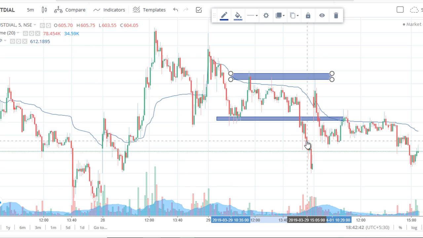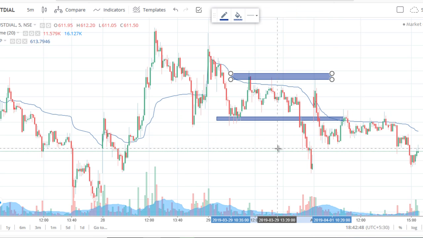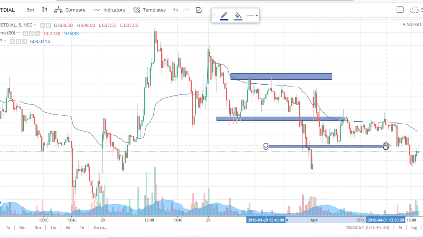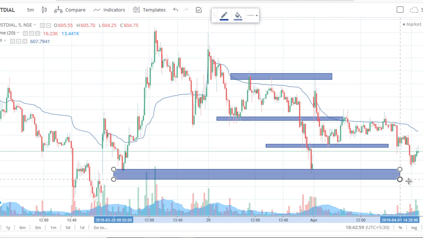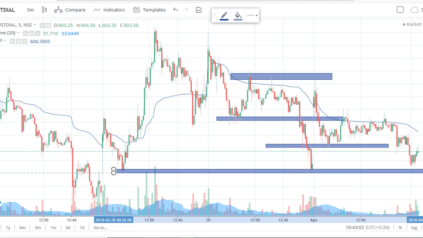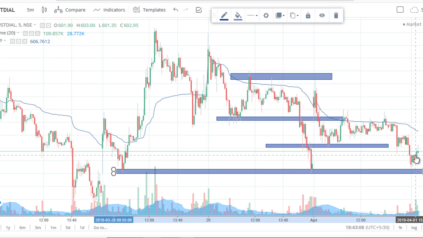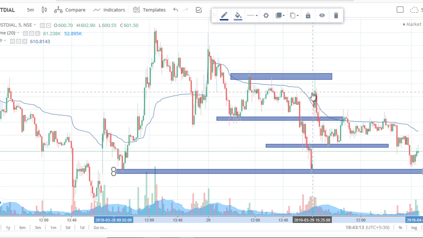So I am going to consider this as another level which is going to act as support or resistance, and the next level of support or resistance is going to lie at this particular region. So as soon as I found that the stock is not moving upward and the gap is not a runaway gap, I took the trade at 610 rupees.